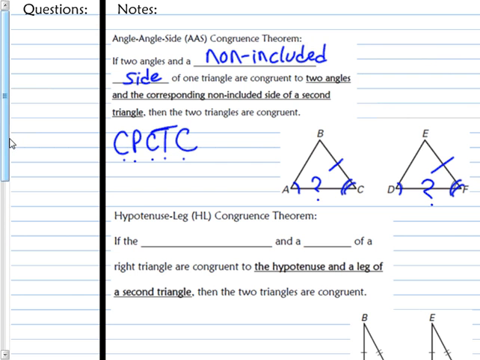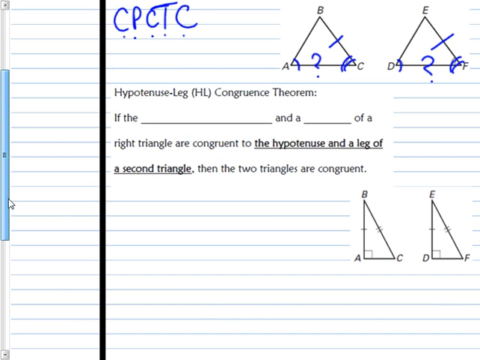The hypotenuse leg theorem, or HL theorem, states that if the hypotenuse and a leg of a right triangle are congruent to the hypotenuse and a leg of a second right triangle, let's just say, you want to write under there "right triangle," then the two triangles are congruent.